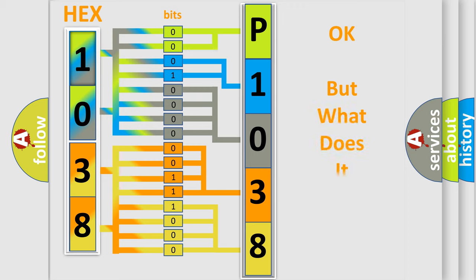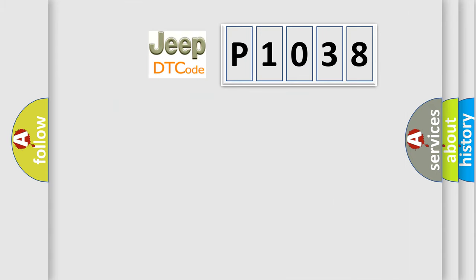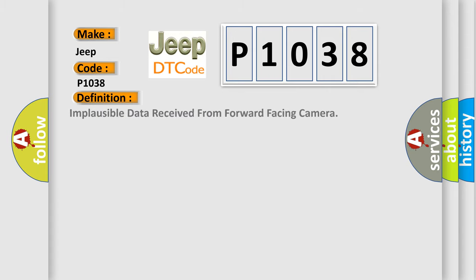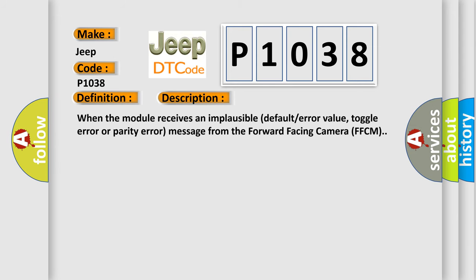The number itself does not make sense to us if we cannot assign information about it to what it actually expresses. So, what does the diagnostic trouble code P1038 interpret specifically for Jeep car manufacturers? The basic definition is implausible data received from forward-facing camera. And now this is a short description of this DTC code. When the module receives an implausible default error value, toggle error or parity error message from the forward-facing camera FFCM.